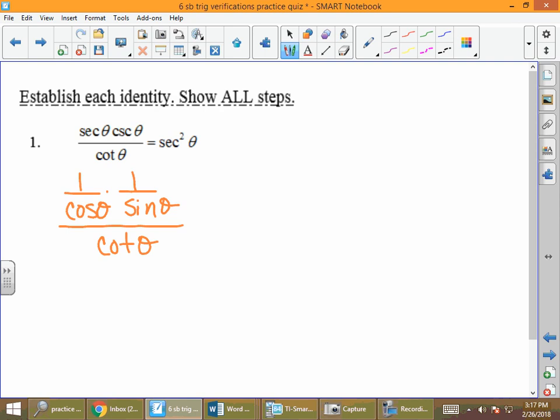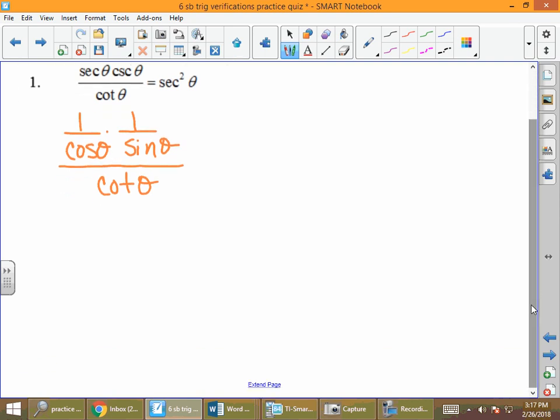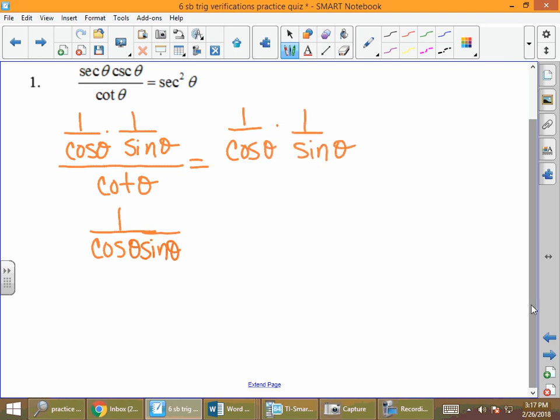And we're going to multiply in the top of that fraction. 1 times 1 is 1, and then we've got cosine of theta times sine of theta. And we're taking that top of that fraction, and we're going to divide by cotangent of theta. Well, let me actually write out here beside this that we've got 1 over cosine theta times 1 over sine of theta, and cotangent of theta is cosine of theta divided by sine of theta.